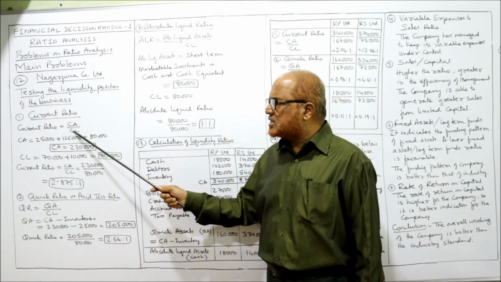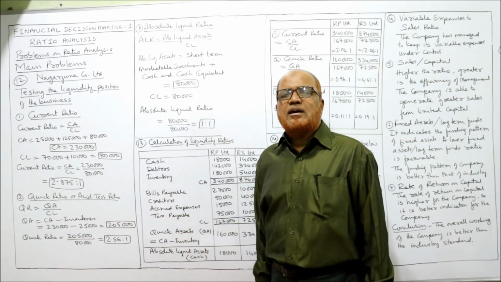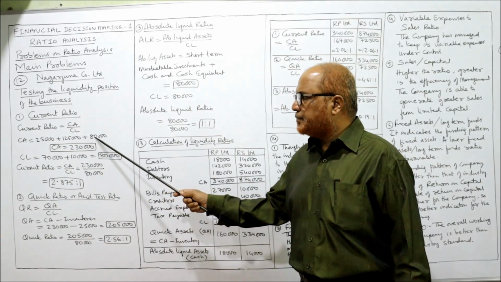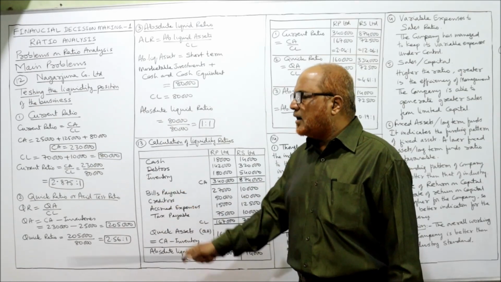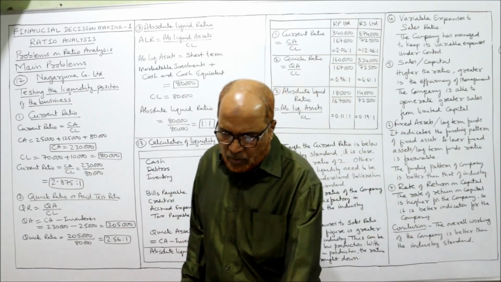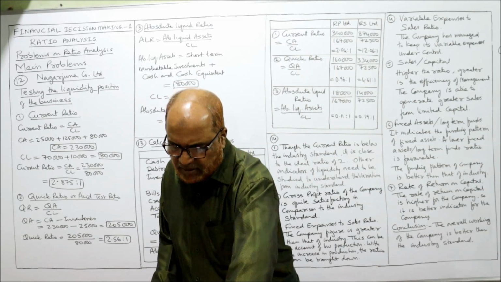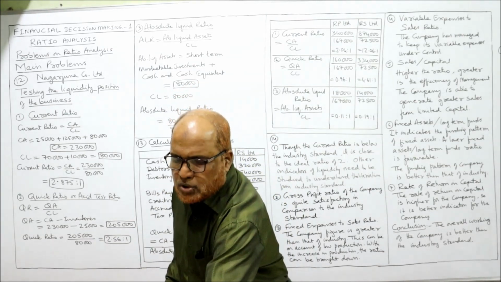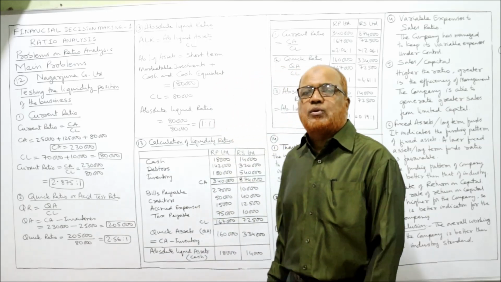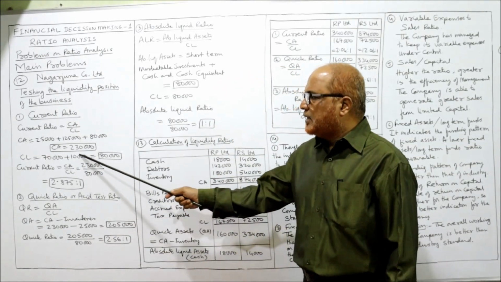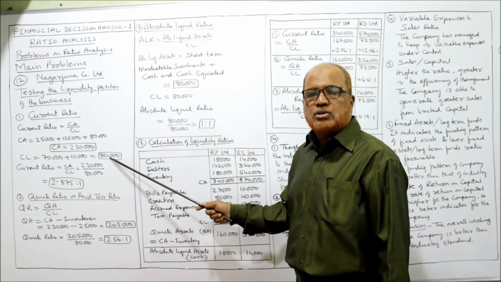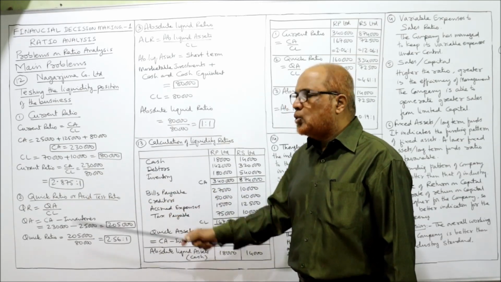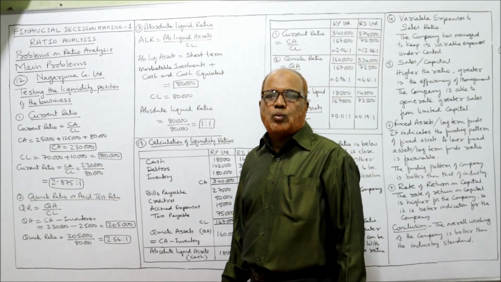Current ratio is current assets by current liability. Here three current assets are given: inventory, trade receivable, cash. Add up, 2,30,000. Two current liabilities are given. What are they? That is trade payable and bank overdraft. Those are added, 80,000. Now current ratio, CA by CL, 2,30,000 by 80,000, is 2.875 to 1.